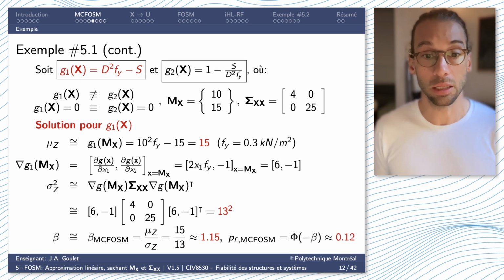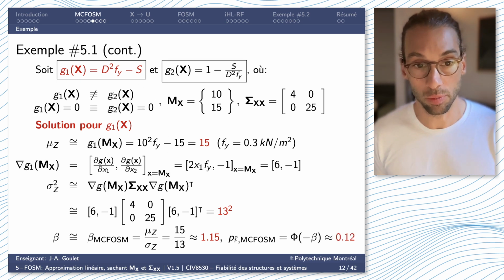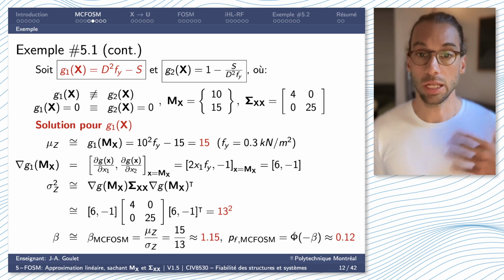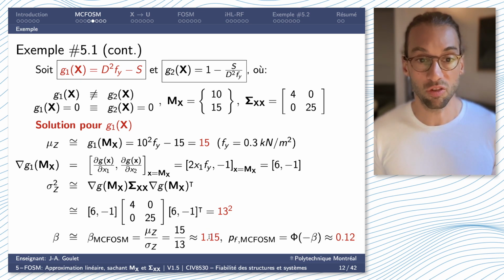If we want to compute the probability of failure, we simply evaluate the standard normal CDF for minus beta. So for minus 1.15, we would get 12%.